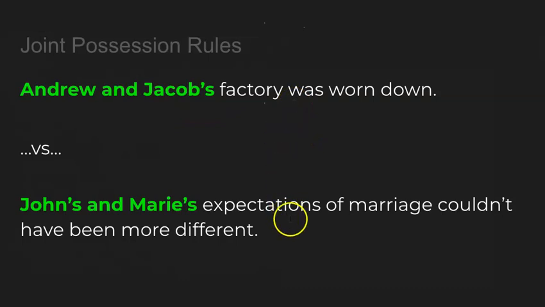To show individual possession, you make all of the nouns possessive. So in this case, John's and Mary's expectations of marriage couldn't have been more difficult. John and Mary have different expectations of marriage.